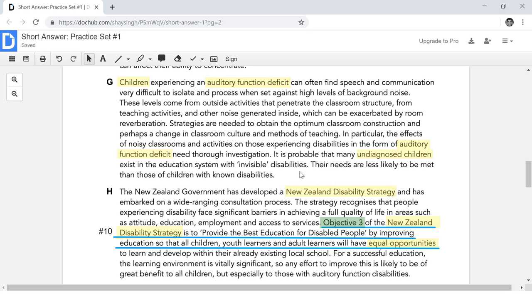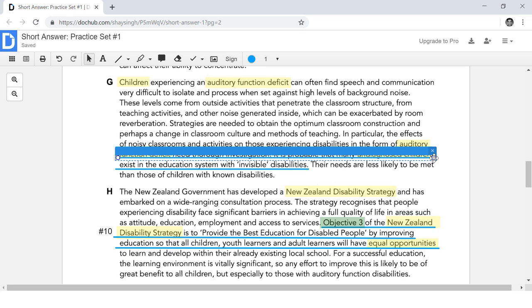See, what they are saying is that it is highly likely that many children who are not diagnosed still exist in the education system with so-called invisible disabilities, meaning disabilities that we don't know very much about, or perhaps they're invisible, we don't know about them for some reason, and this seems to be a terminology. So that is going to be our answer for this one. This one was a little bit harder to spot, a little bit harder to identify. So this is something to be expected.